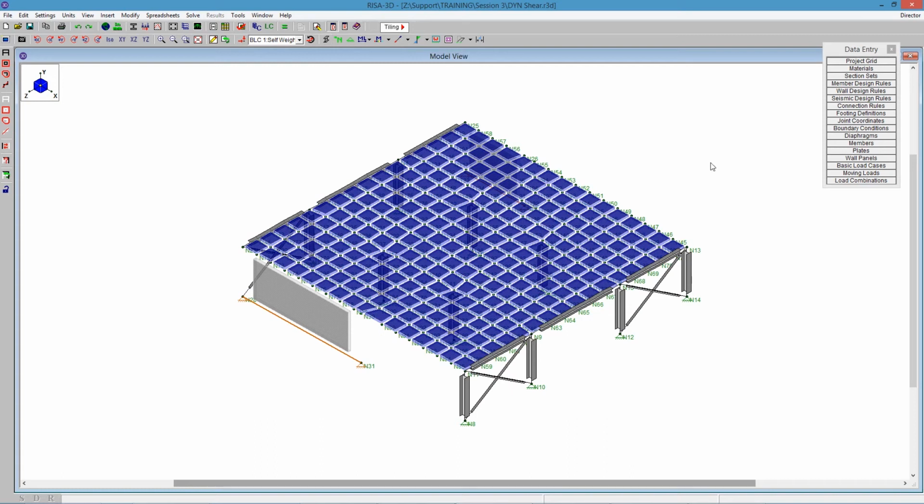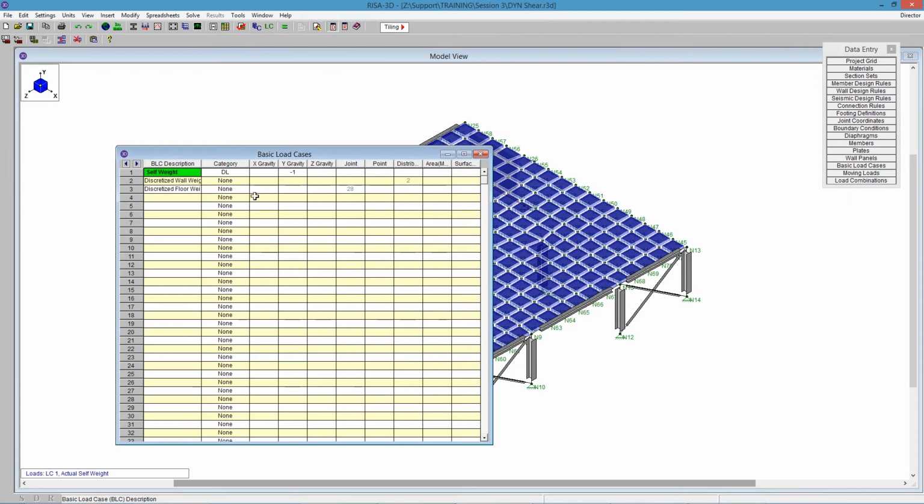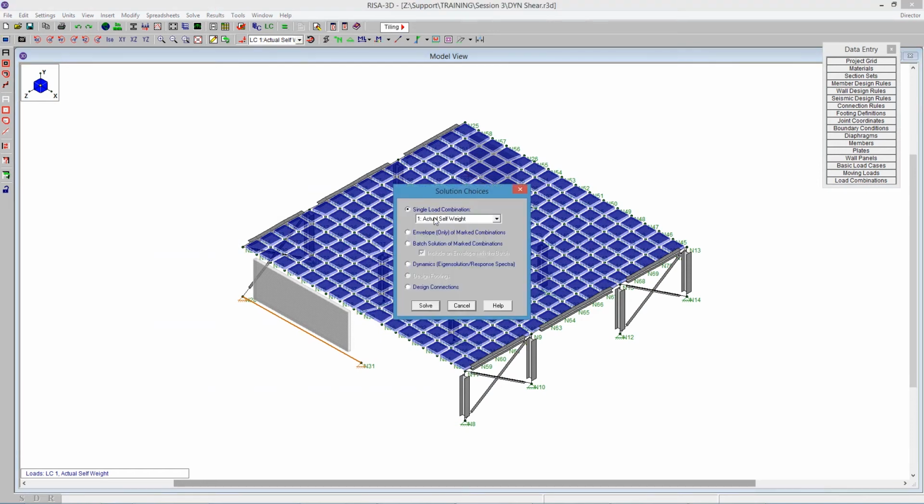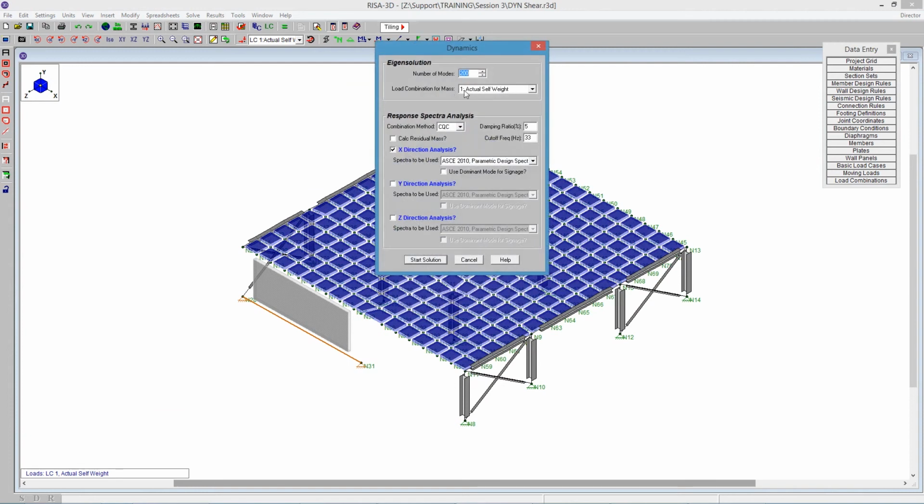So I've applied self-weight to the structure, actual self-weight directly to the structure, and that's just -1 in the y gravity. That's all I'm really doing here. If I solve this model using the self-weight, going to dynamics, we can pick actual self-weight, and I'll just do 10 mode shapes since that's a typical way to do it. We're going to solve all 3 directions and start solution.